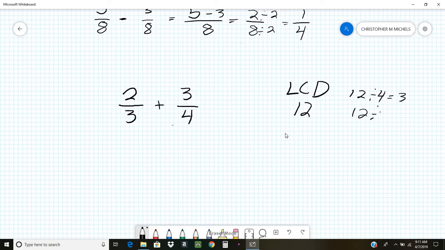Okay, 12 divided by 3 is 4. Now they won't always be the opposite denominator. So when we look at this one, that's the LCD, because that's the lowest number that both of these divide into. Okay, so now here's the part people have trouble understanding in the first couple run-throughs, is when now we have to make these denominators 12.